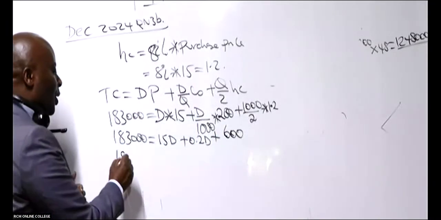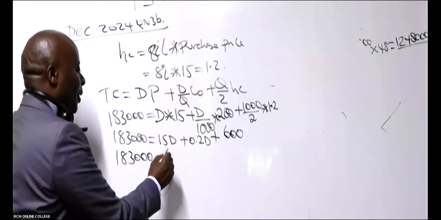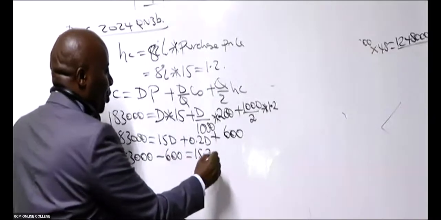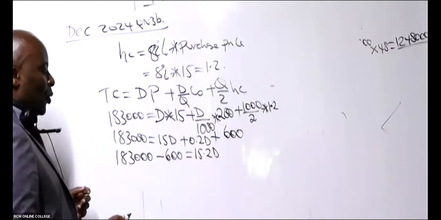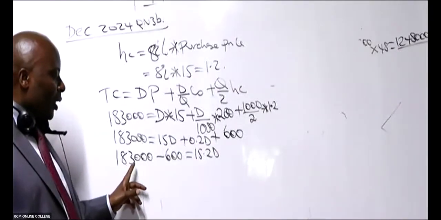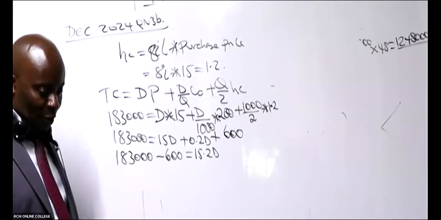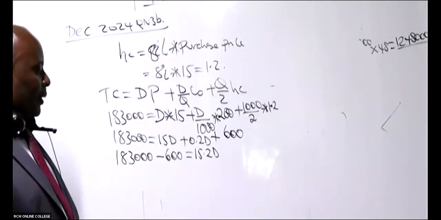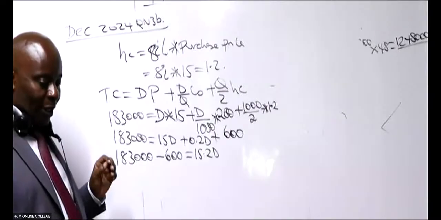So when it crosses the equal sign, we expect it to be a negative, isn't it? Then this will be 15.2 dog. Can somebody do these subtractions for me? 183,000 minus 600. That will be 182,400.